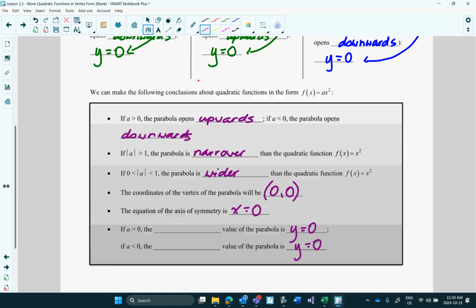If A is bigger than 0, meaning if it's not negative, if it opens up, there is a minimum value. But if it's negative, that means it opens down, it's a maximum value. Okay, and we kind of already did this.